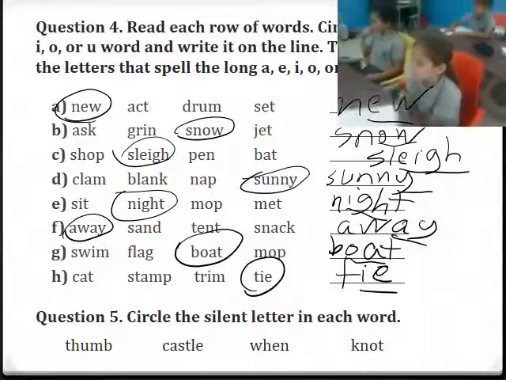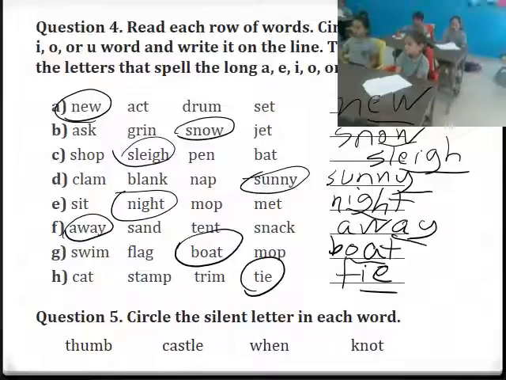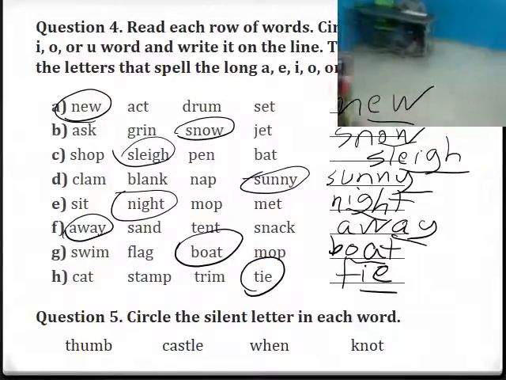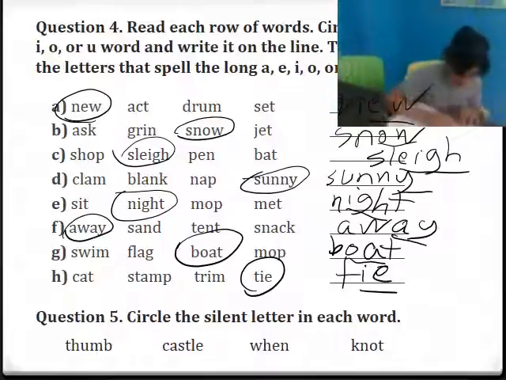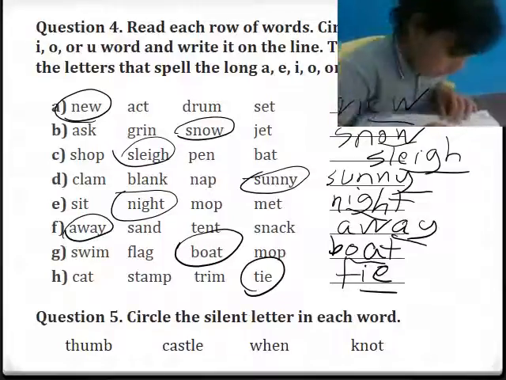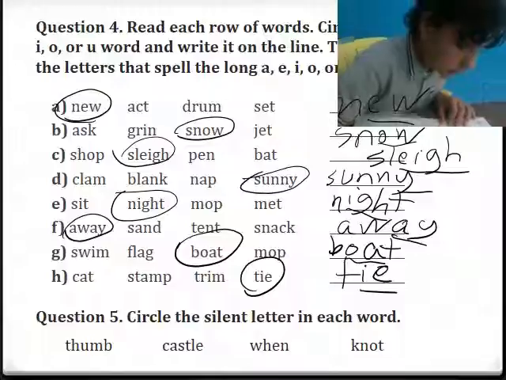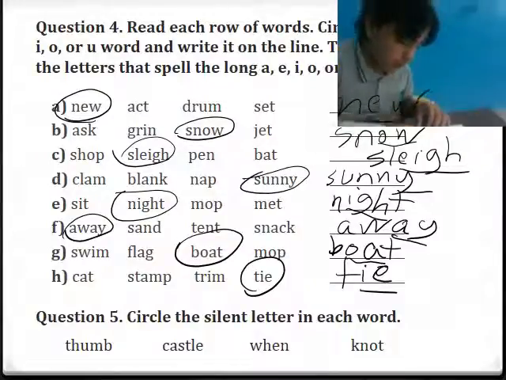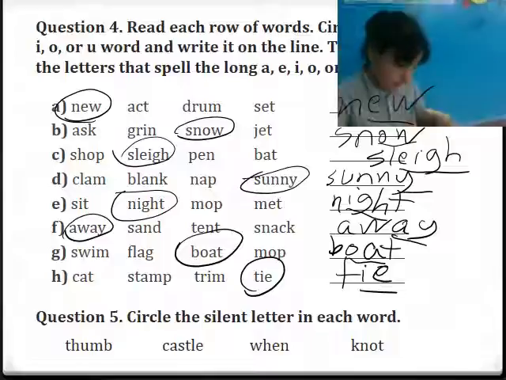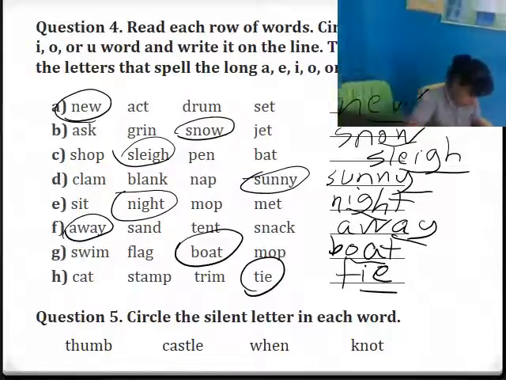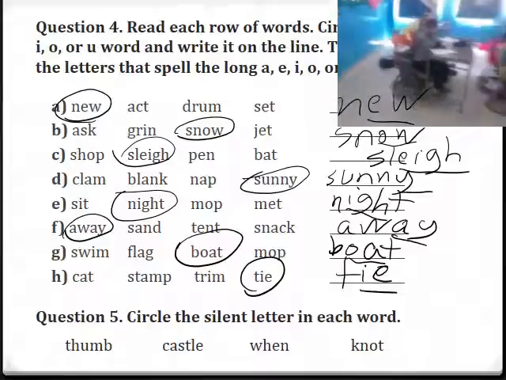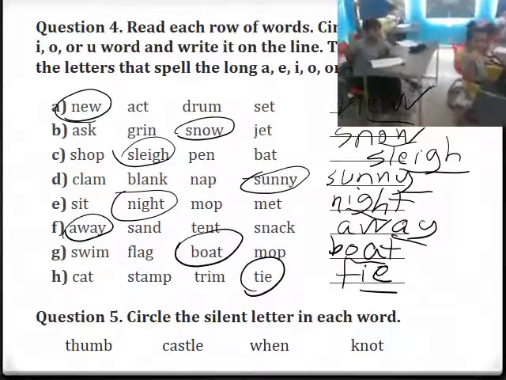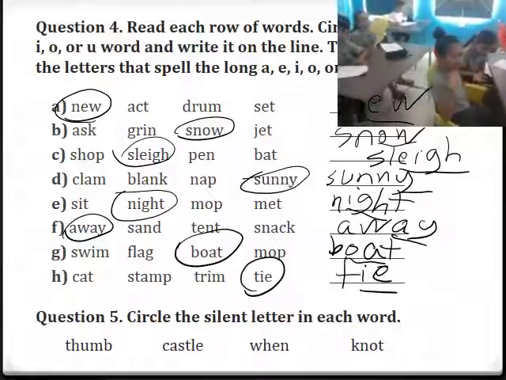Okay? Now, question 5. Islam, read question 5. Yes, start reading. Circle the silent letter in each word. What do we mean by silent letter? It means a letter that what? Yes? That we can't hear and we don't say.